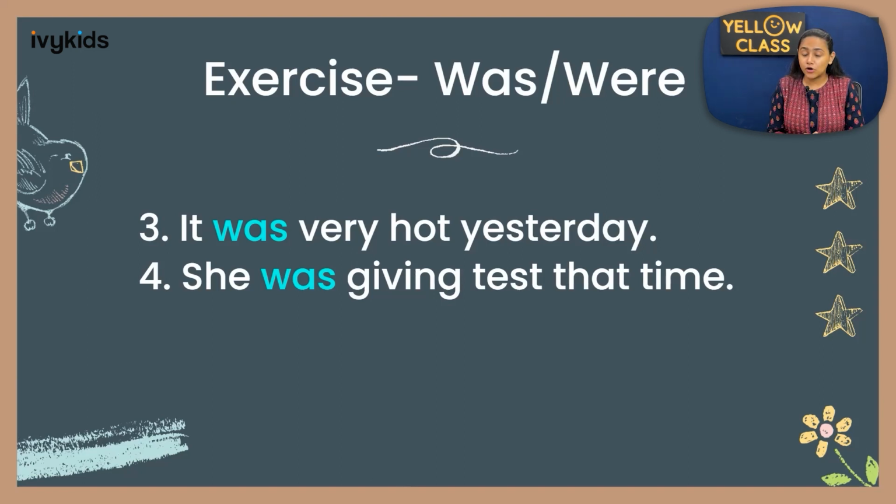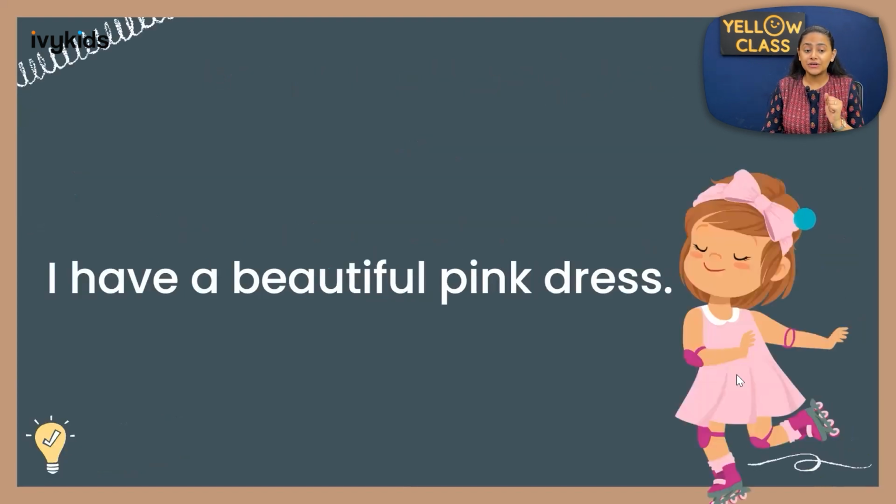Yes, we have also understood the way we use is, am, are for present, that is now. Was and were are used for past. Okay, now we are going to continue and I am going to ask you, do you remember this? I have a beautiful pink dress. Do you remember? Yes. Okay, so if you all remember, I taught you how to use has and have.